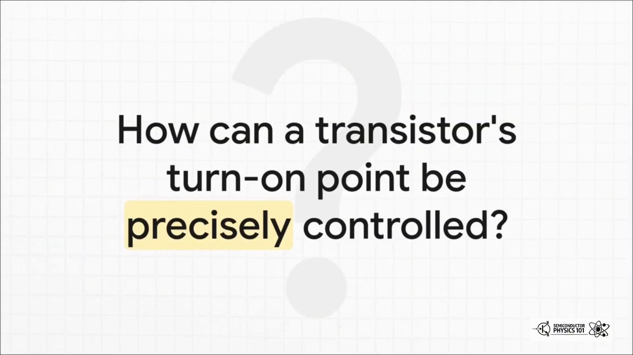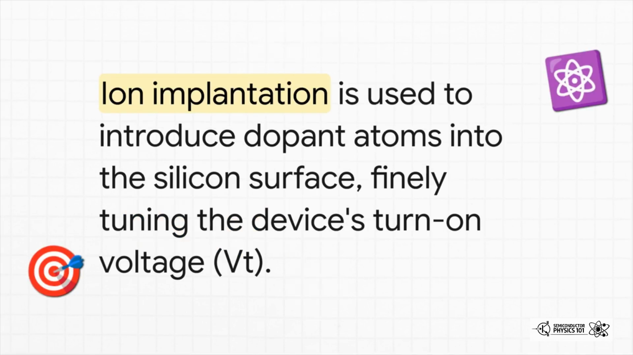You know, this whole leakage problem is tied directly to the exact moment the transistor turns on. So that brings up a super important question for the engineers. How on earth do you precisely set that threshold voltage to begin with for billions of transistors all at the same time? Well, the answer sounds like it's straight out of science fiction. It's a process called ion implantation. Engineers literally shoot a beam of charged atoms, ions, right into the silicon surface.